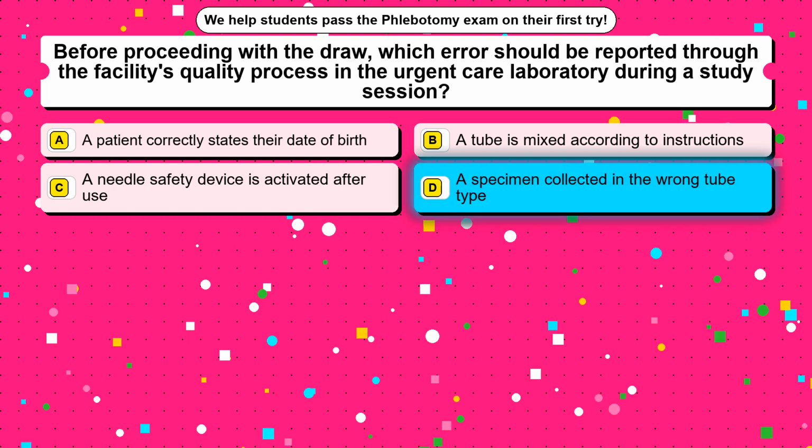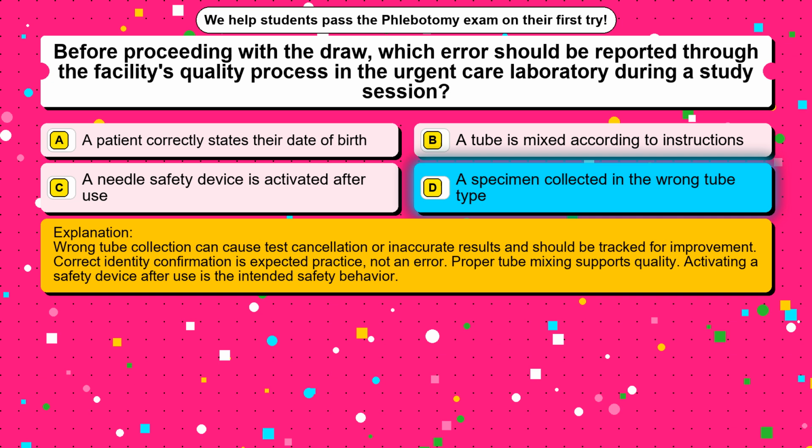The correct answer is option D. A specimen collected in the wrong tube type. Wrong tube collection can cause test cancellation or inaccurate results and should be tracked for improvement. Correct identity confirmation is expected practice, not an error. Proper tube mixing supports quality. Activating a safety device after use is the intended safety behavior.